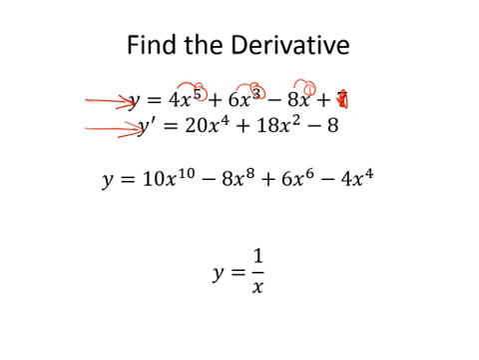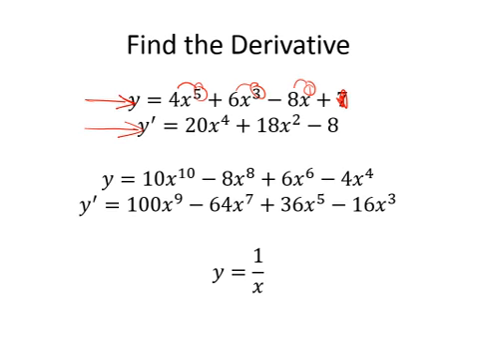All right, so now take a second, do it with the second one. Try to find the derivative of it. All right, so the derivative of the second one ends up being 100x to the 9th minus 64x to the 7th plus 36x to the 5th minus 16x to the 3rd. As you see, you just drop the powers, multiply by the coefficients, and then subtract the powers by 1, and that is the derivative. So the slope of that curve at any point is the one that's below it.